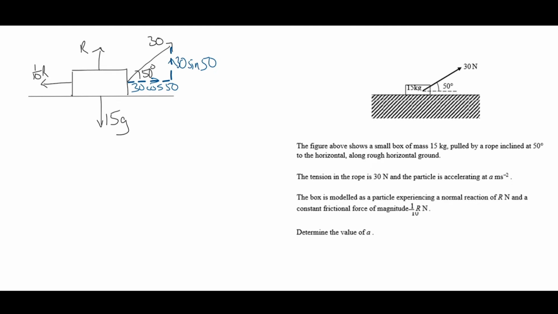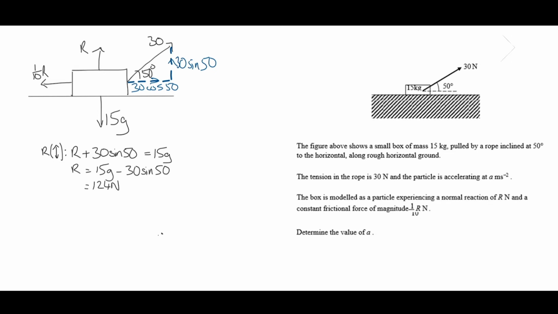Resolving vertically, there are three forces or components to make use of. We have R, 30 sine 50, and 15g. So since the particle is not moving in the vertical direction, that means it's in equilibrium vertically, so the forces up equal the forces down. So R plus 30 sine 50 is going to equal 15g. Okay, I can easily just rearrange this to get R as the subject, and just typing this into the calculator to three significant figures, we get 124 newtons.